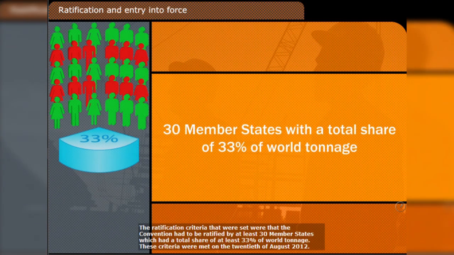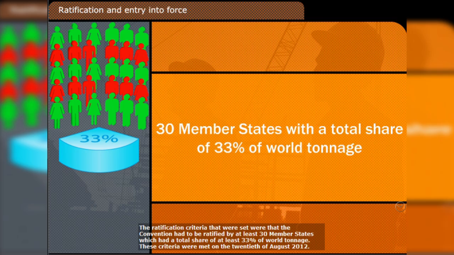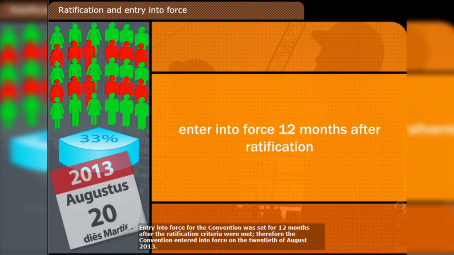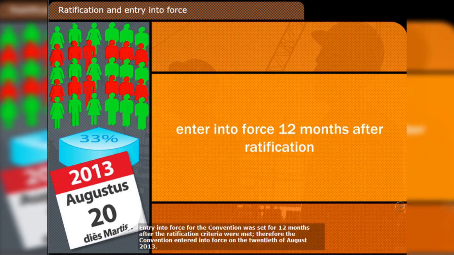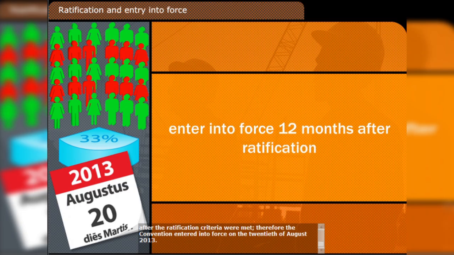The ratification criteria that were set were that the convention had to be ratified by at least 30 member states, which had a total share of at least 33% of world tonnage. These criteria were met on the 20th of August 2012. Entry into force for the convention was set for 12 months after the ratification criteria were met. Therefore, the convention entered into force on the 20th of August 2013.